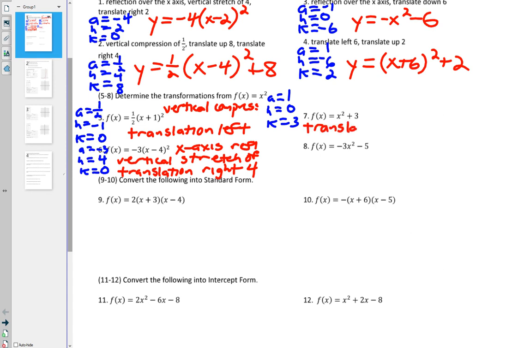Once I saw that other teachers weren't forcing you to use the word vertical, that's fine. You can just put translation of. It's the only one.